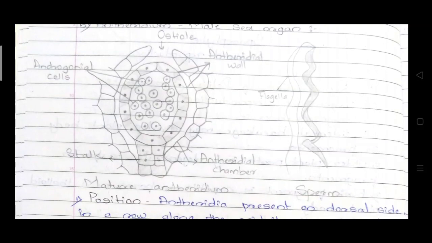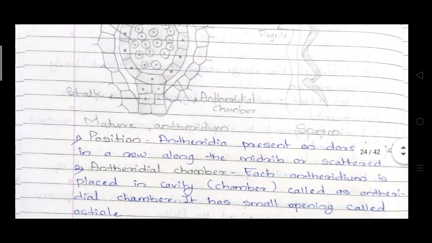The next is the structure of sperms, which are biflagellated. These antheridia are mostly present on the dorsal side, in a row along the midrib, or sometimes they may be scattered in position.